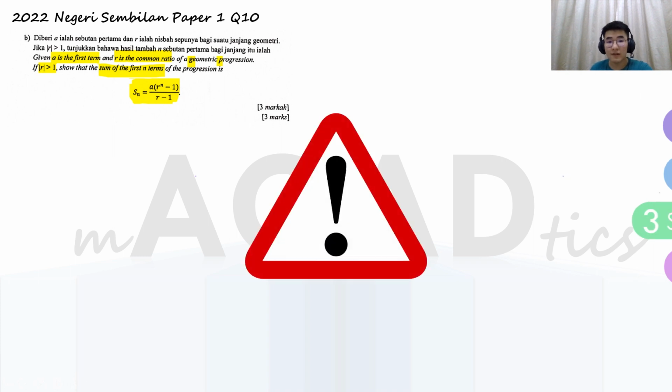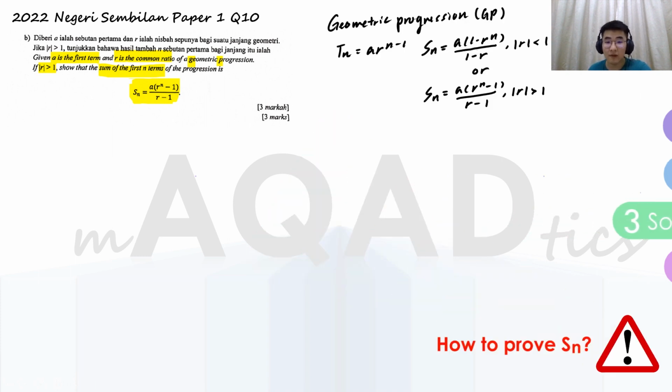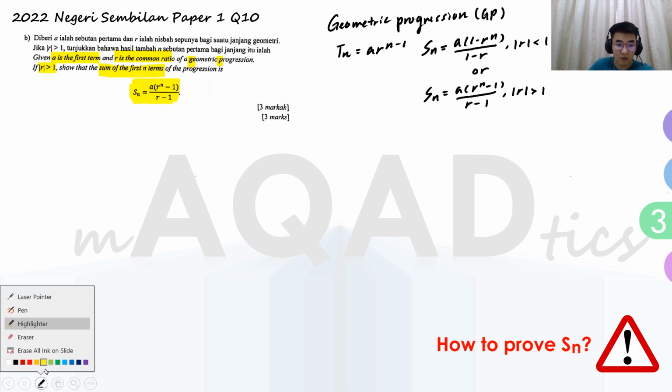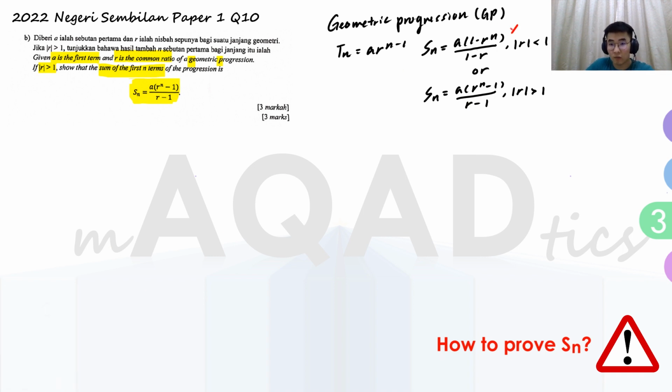Okay, so let's list out all the formulas we have in geometric progression. There are only two, Tn and Sn. So obviously to prove this we cannot use these two. The only thing we can use is this, Tn. So we need to find the relationship between Sn and Tn.